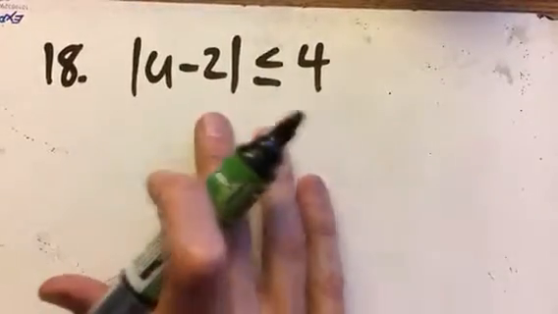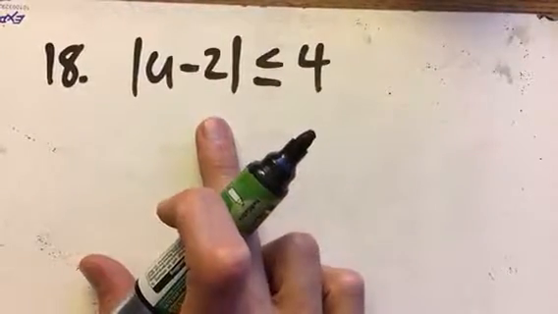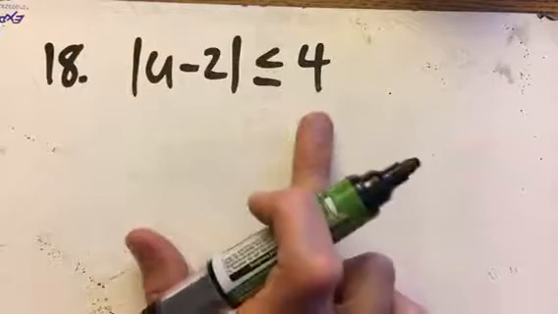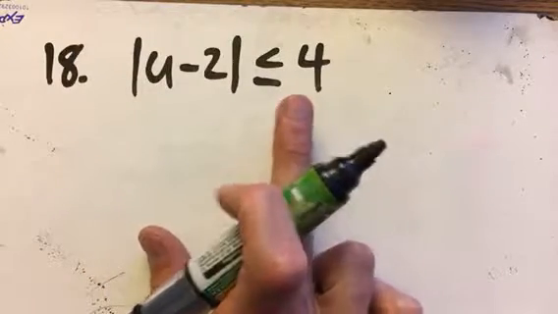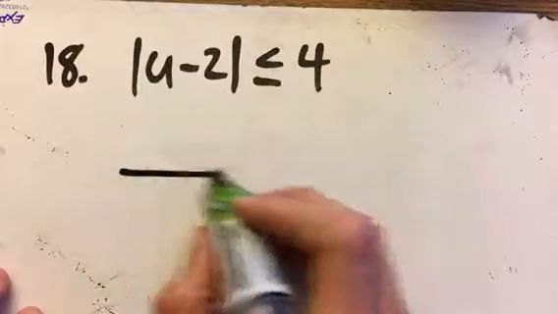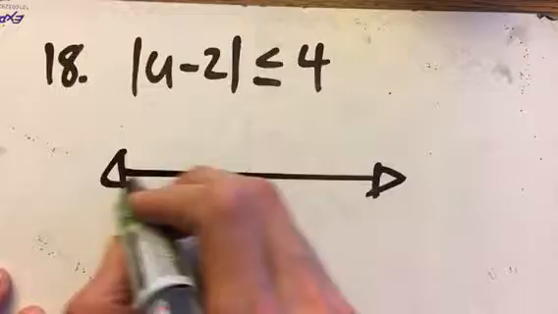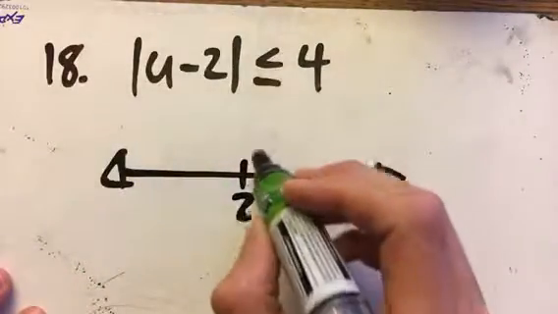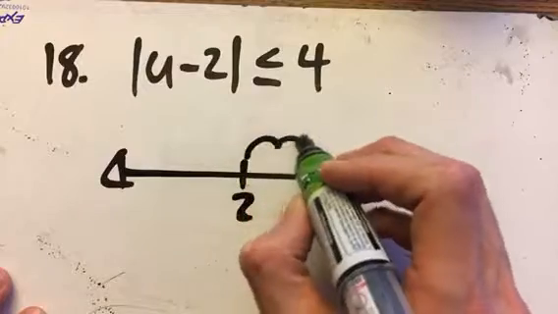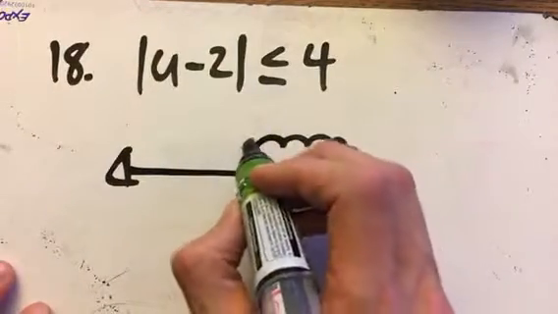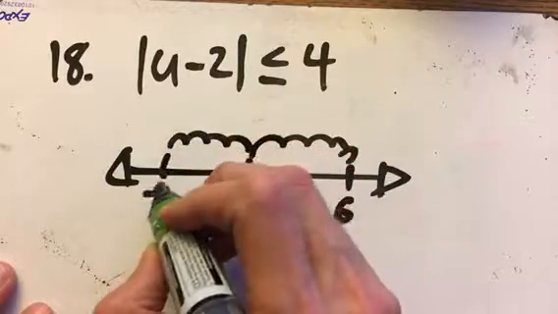So what this absolute value inequality is saying is: what are all the quantities that are 4 or less than 4 away from 2? If we graph this and think of 2 in the middle here, because again, 2 minus 2 is 0, and we ask what's 4 away from 2? Well, we go over 1, 2, 3, 4. We say that's 6, right? And then we go 4 the other way, and that's -2.